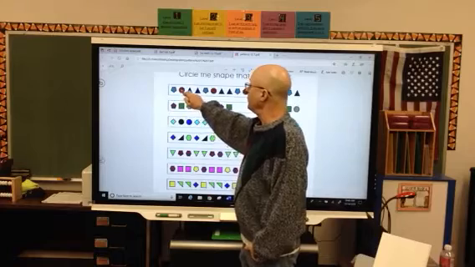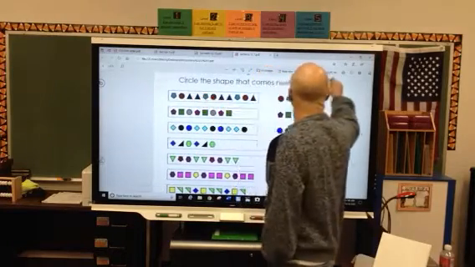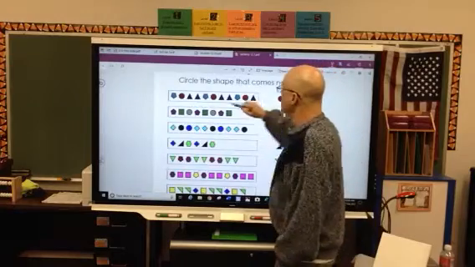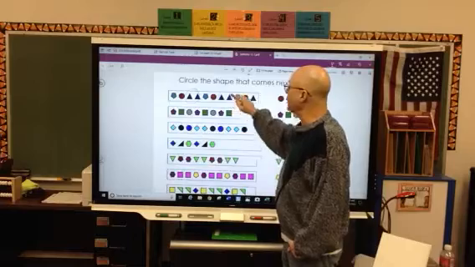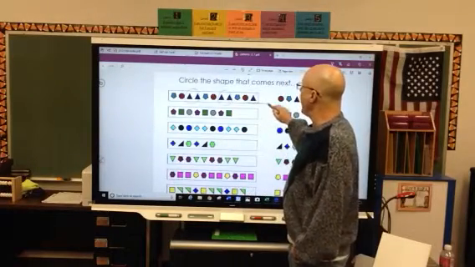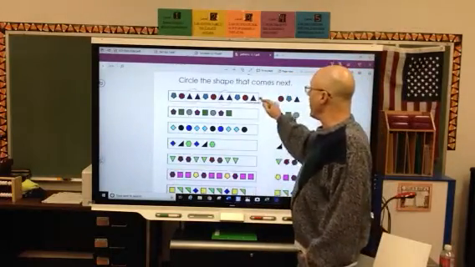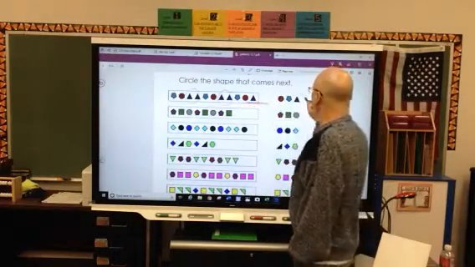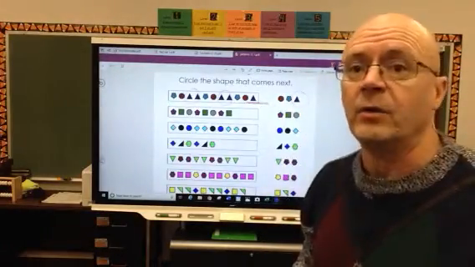Got blue, red, purple, right? There's 2 of these in a row. So I'm going to have to be very careful that I see 2 triangles in a row. Because look, they're asking you that right here. So if I was going to circle the pattern that comes next, I got to make sure I have 2 triangles, don't I? So the answer there would be triangles.